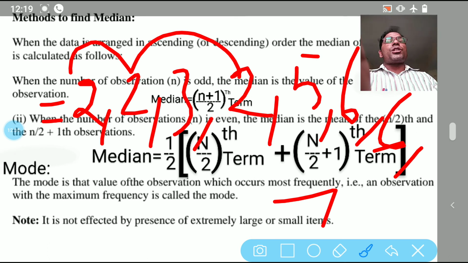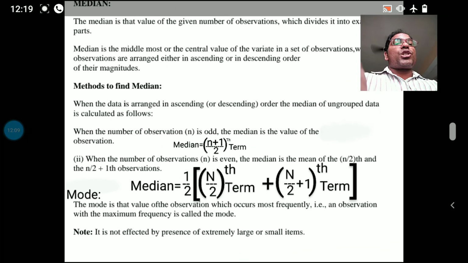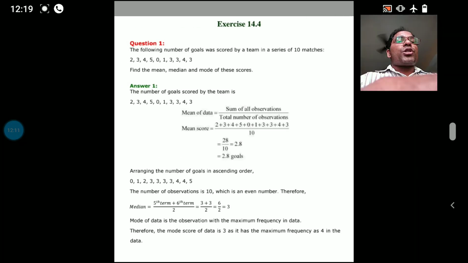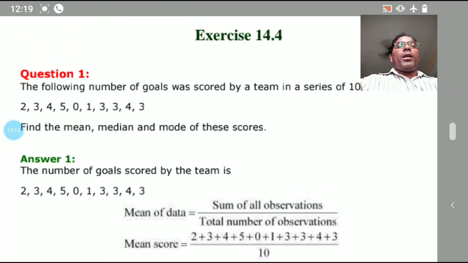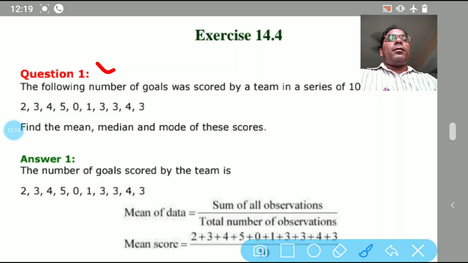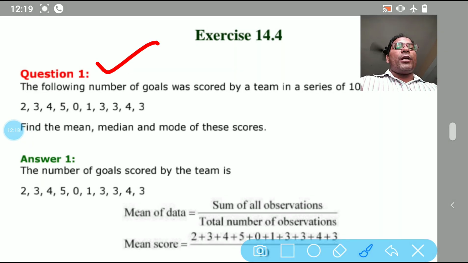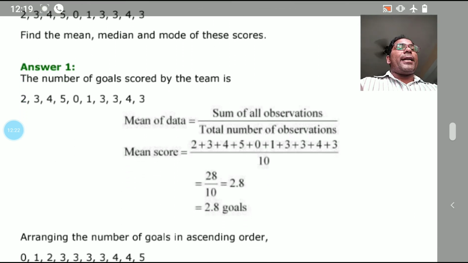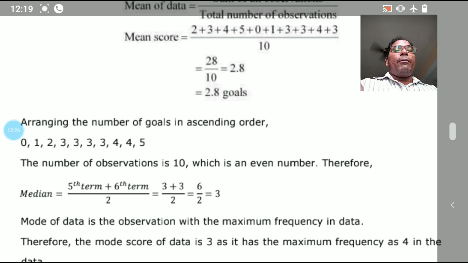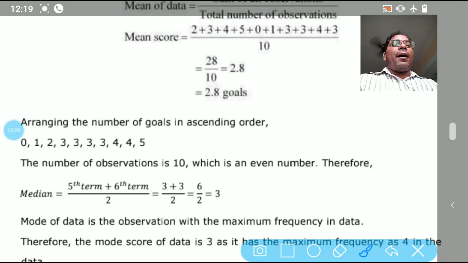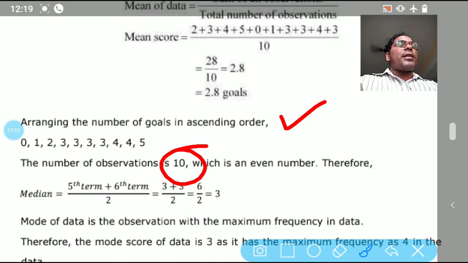So hope you understood and all these topics are clear: mean, median and mode. Now here is exercise 14.4, you can see question number 1. Based on this, the data is given, you have to find the mean. By this method, the mean of the data is the sum of observations divided by number, that will be 2.8. And you have to find the median. Then arrange the data first of all in ascending order. The number is 10 and which is an even number, so we will use this formula.